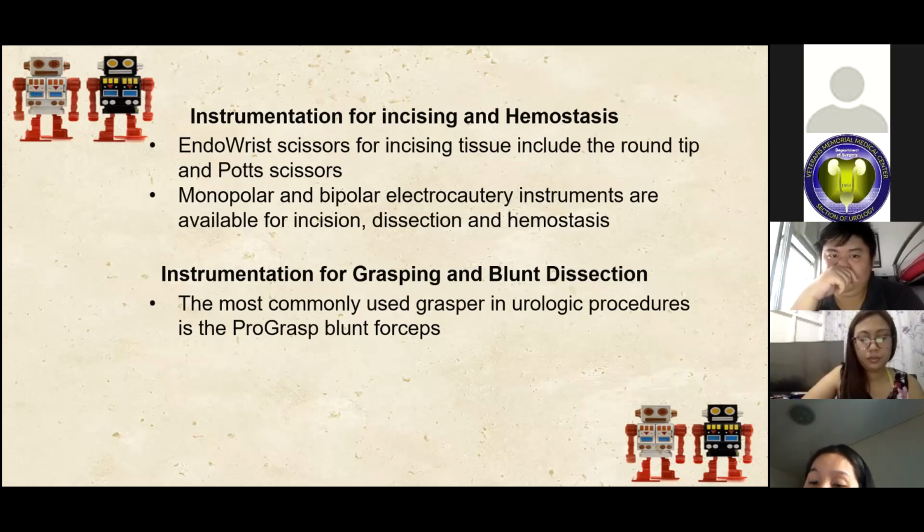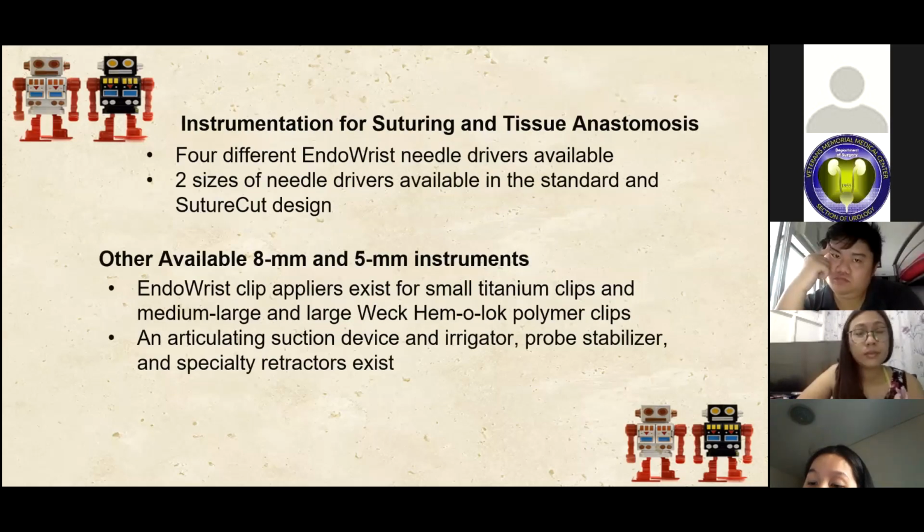So for instruments for grasping and blunt dissection, the most commonly used grasper in urologic procedures is the ProGrasp blunt forceps. And a safety feature on all the robotic grasping devices is a small Allen bolt that can manually open the jaws of the instrument in the case of robotic arm malfunction or loss of power, in which the grasper is locked onto the tissue or a needle at the time of failure.